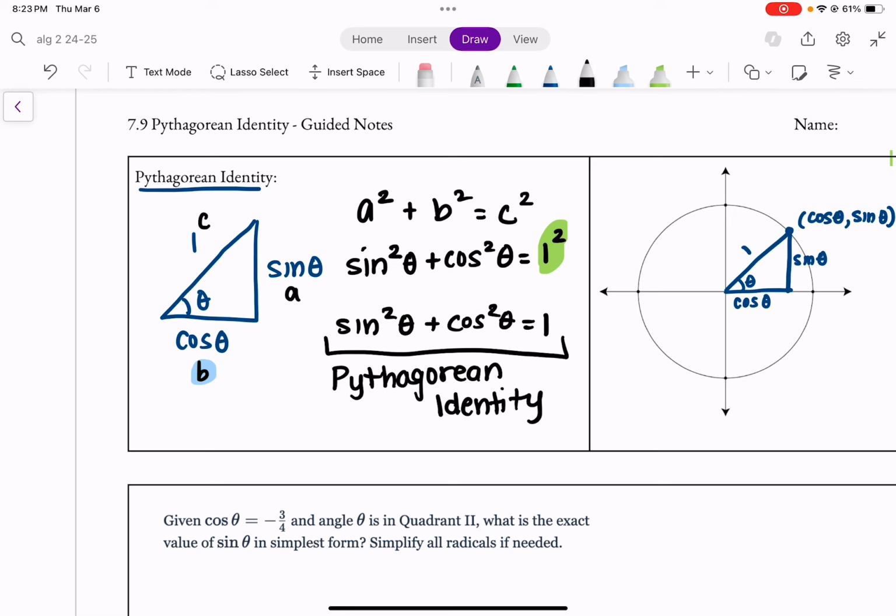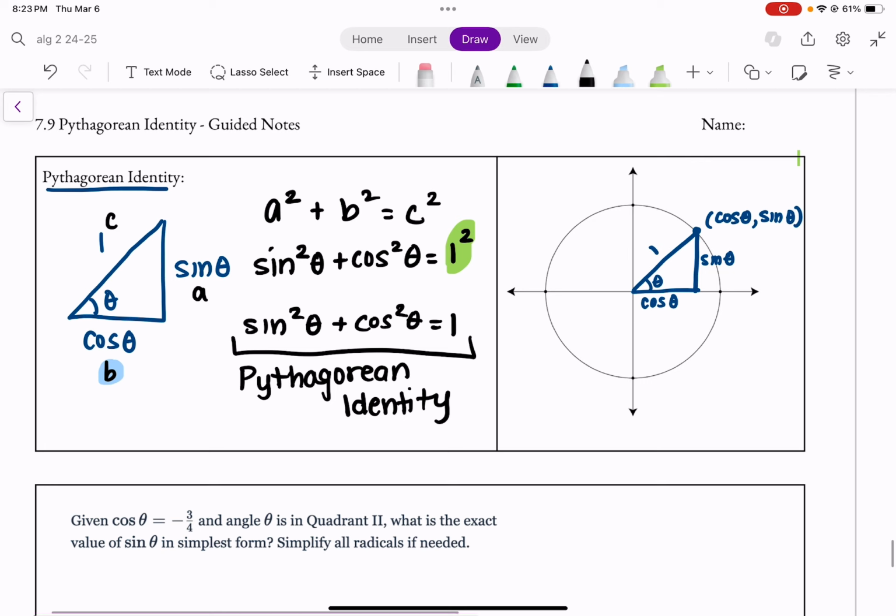Before we actually apply the Pythagorean identity to a problem, I want to label this unit circle a little bit more. So first of all, I want us to label the quadrants. So this is quadrant 1, quadrant 2, quadrant 3, and quadrant 4. I want us to then annotate what is positive and what is negative. So in quadrant 1, both the x and the y are positive. In quadrant 2, the x is negative and the y is positive. In quadrant 3, both things are negative, because we're down the bottom left. And over here, the x is positive and the y is negative, right? That's just based on the coordinate plane.